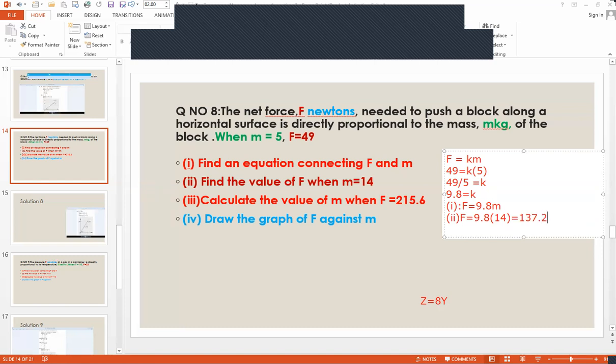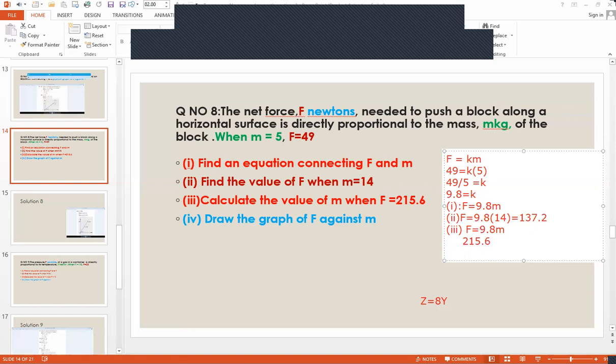Is it clear? Now we move towards the third part. Calculate the value of m. The vice versa. Now value of m is given, and you have to find the value of m when the value of f is given. What is the value of f given? First I have to rewrite the equation so it becomes easier for us to substitute the value 9.8 m. Now we have to find the value of m. In part 3 we have to find the value of m. F value is given, and that is 215.6.